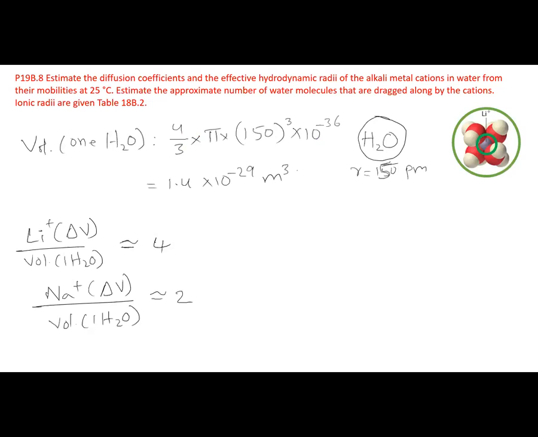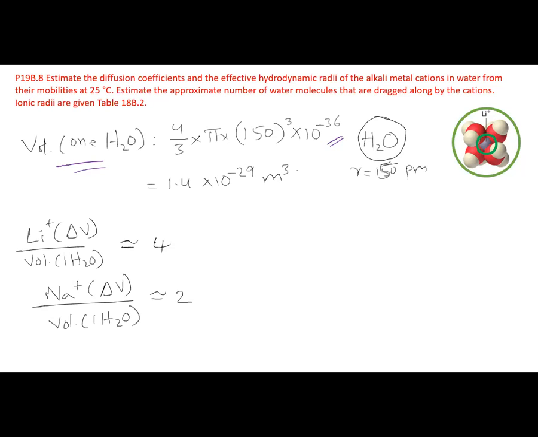Imagine each water molecule to be a sphere with a radius of 150 picometers. So I can calculate the volume of one water molecule as 4 over 3 times pi times 150 cube times 10 power negative 36, right? Because we are converting that to meters. So the volume of one water molecule is 1.4 times 10 power negative 29 meter cube.